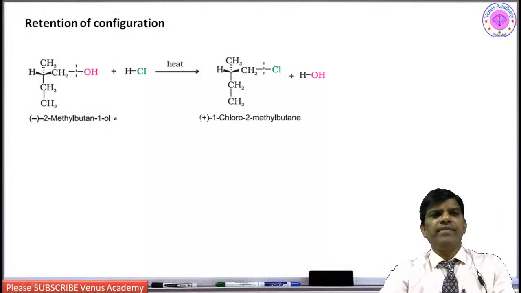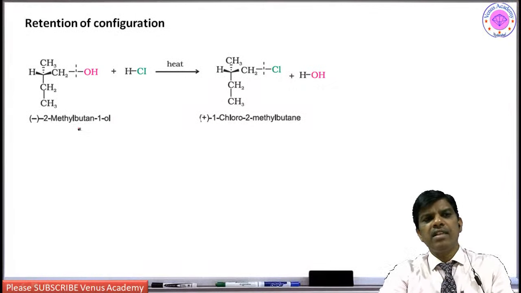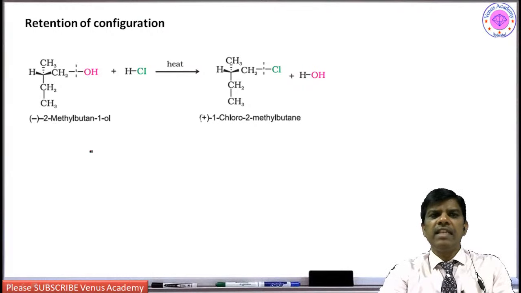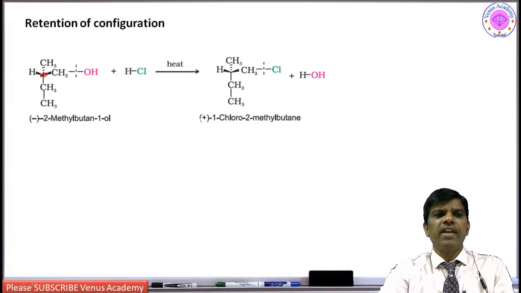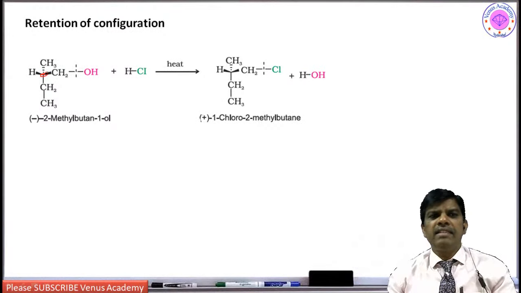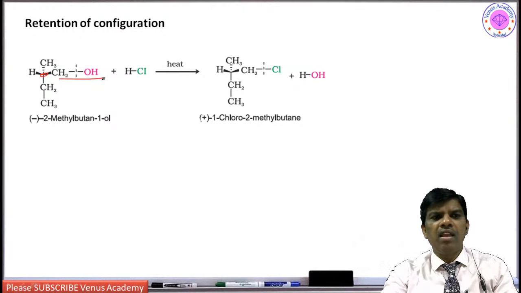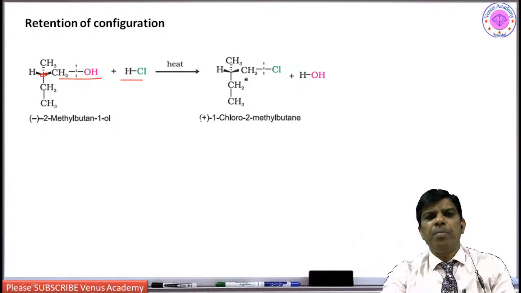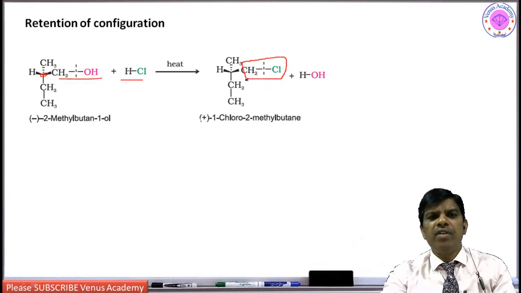Right, retention of configuration. What is happening? Yes, so what is configuration? It is the spatial arrangement of groups or atoms around the carbon. So what is the configuration here? This carbon is on the plane, and since we are writing with a dotted line, this is below the plane, and the wedge projections or thick lines are above the plane. So what is happening when I treat this alcohol with HCl? We are going to get the chloro halide.